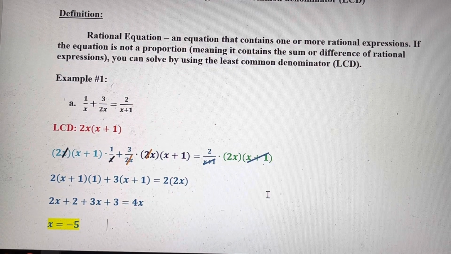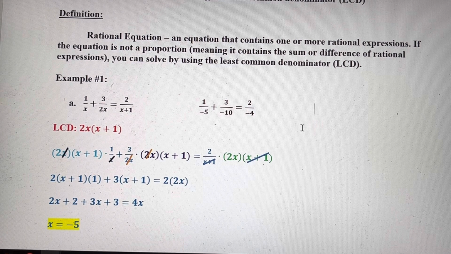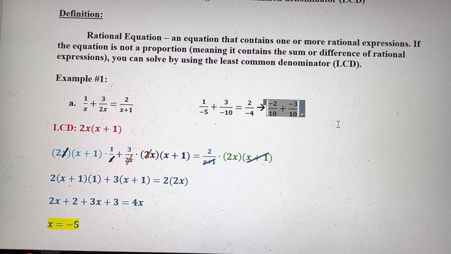As always, it's good to check. In the next video you watch, you're going to learn about extraneous solutions. So you always want to plug in your answer and see if it works. So when I plug in negative 5, this is what I get. So I just want to perform this addition. I'll go ahead and get common denominators here. So 1 over negative 5 is the same as negative 2/10.